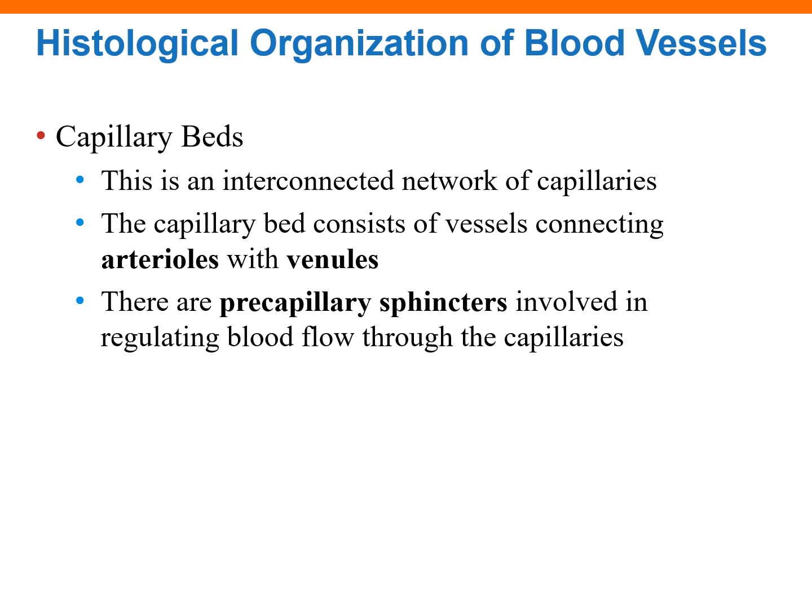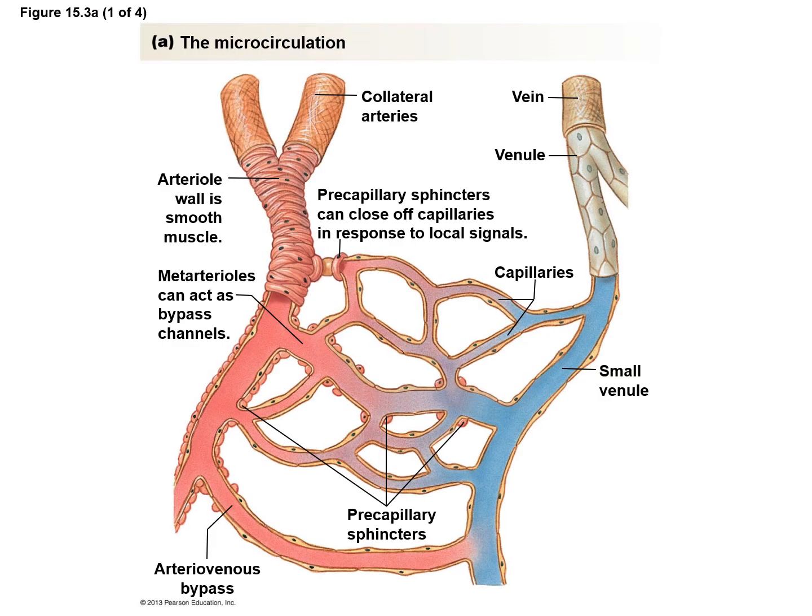Capillary beds consist of vessels connecting arterioles, small arteries, with venules, small veins. There are precapillary sphincters involved in regulating blood flow through these capillaries. So this gives you a sample of what a capillary bed would look like. We can see the arteriole on one side and the venule on the other. On the arterial end, we can notice we have precapillary sphincters. These are going to be all around surrounding the different parts of the capillary bed.